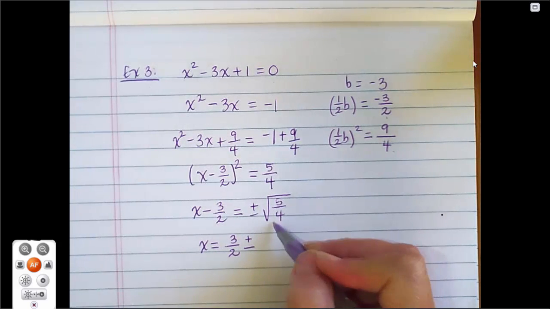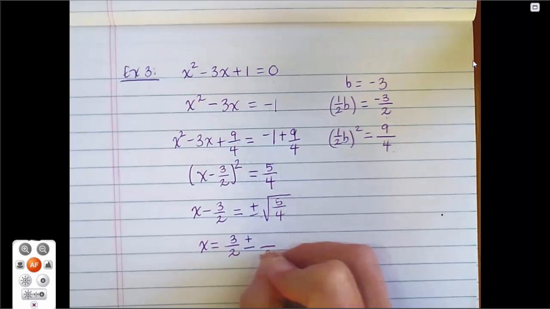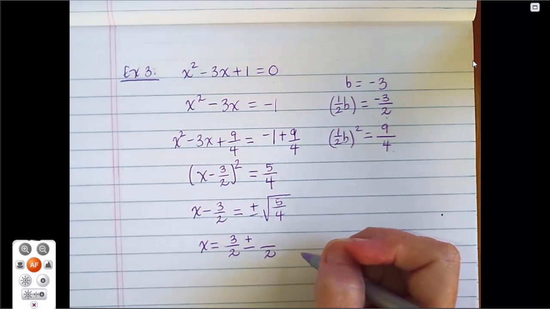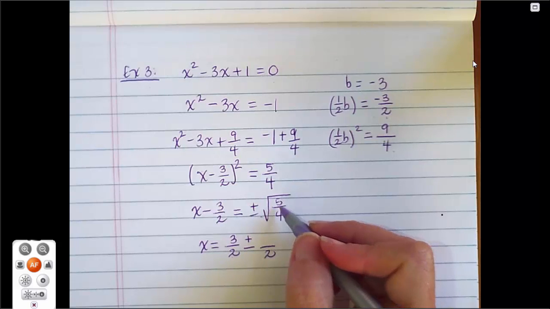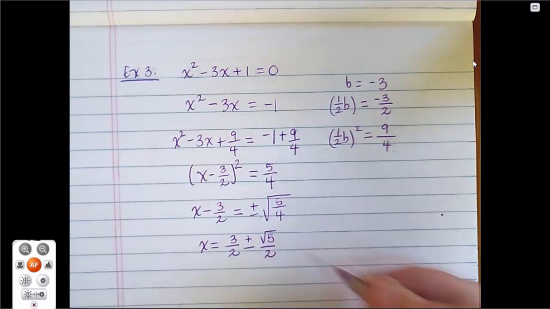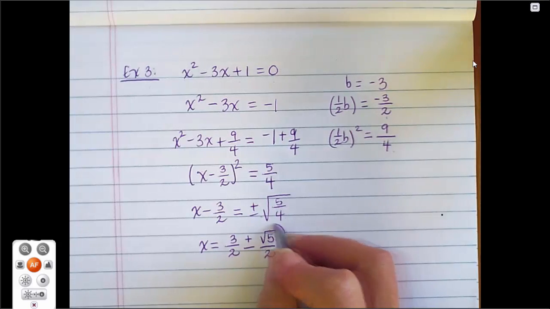Now, notice that your denominator is a perfect square. The square root of 4 is 2. It is the same denominator as the other fraction. That always happens. This is why you trust the fractions. This is why you do not change to decimal. The square root of 5 cannot be simplified, so that stays put. And you're done. X is 3/2 plus or minus the square root of 5/2. You can leave that just like that.